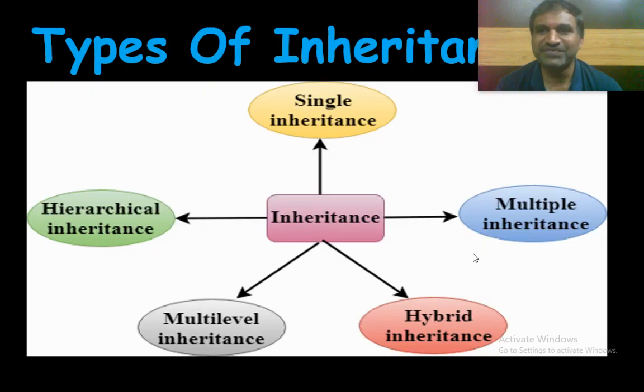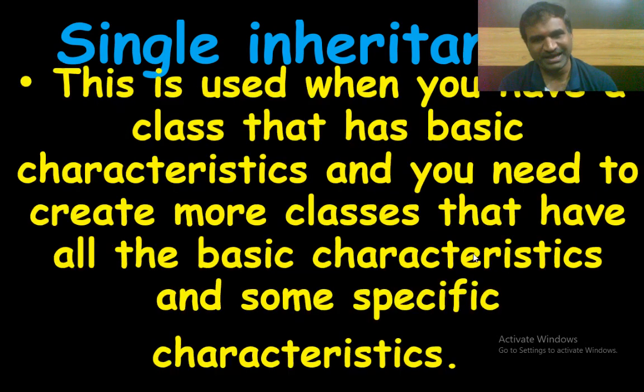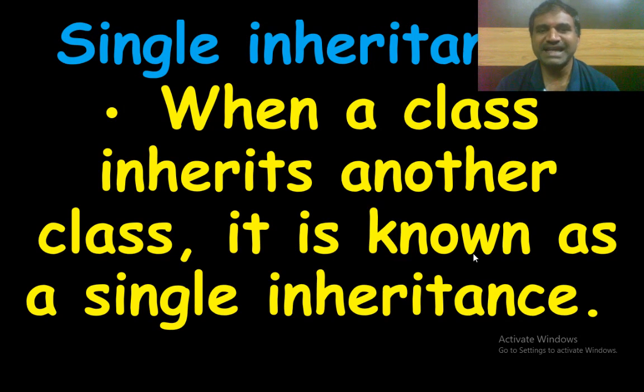Inheritance is usually of five types: single, multi-level, multiple, hierarchical and hybrid. In this video we focus on single inheritance. So what do you mean by single inheritance basically? Single inheritance is the simplest form of inheritance model. It is used when a class has basic characteristics and you need to create more classes that have all the basic characteristics and some specific characteristics also. For example, when a class inherits another class, it is also known as single inheritance. One class is inheriting one class. That's it. Example: A and B. B is deriving the features from class A.